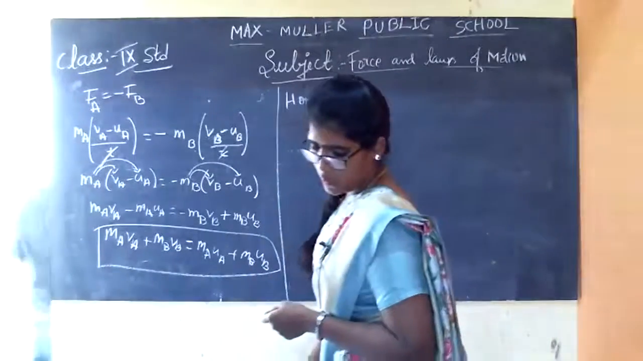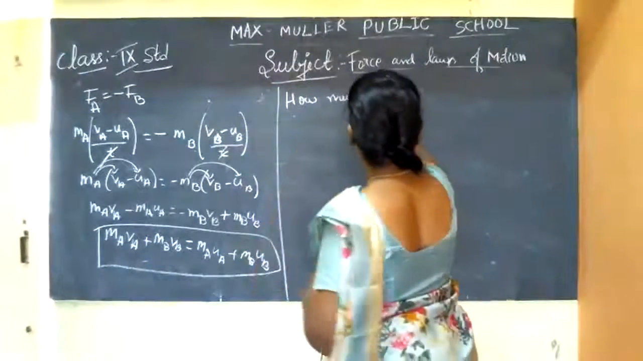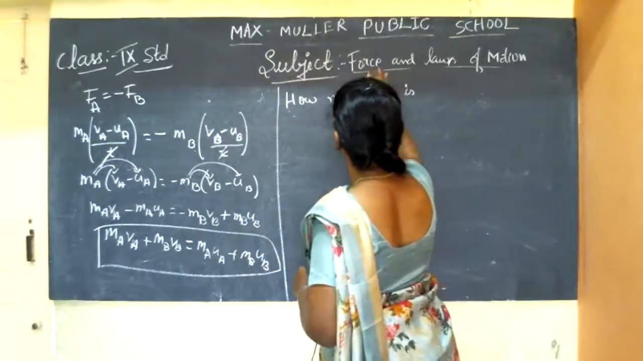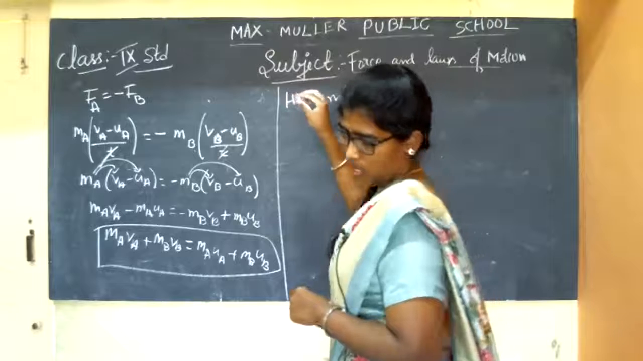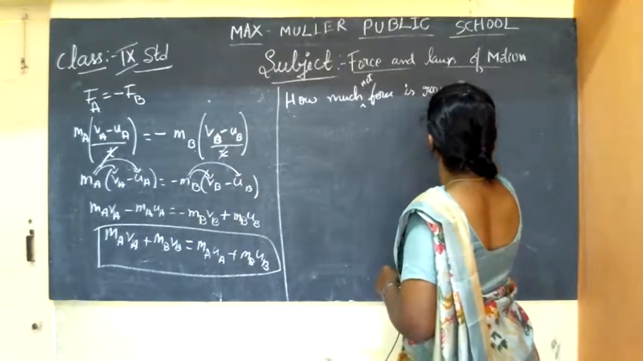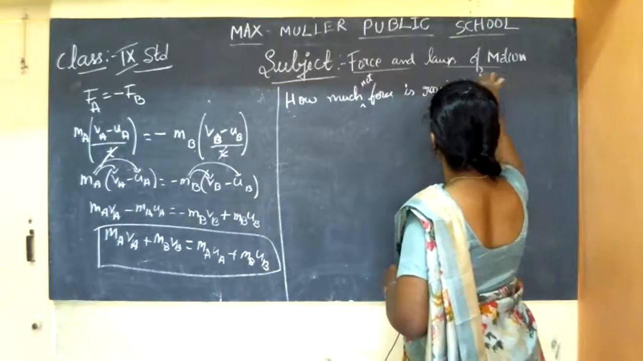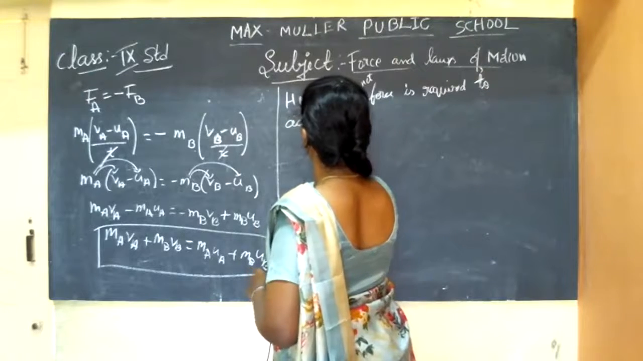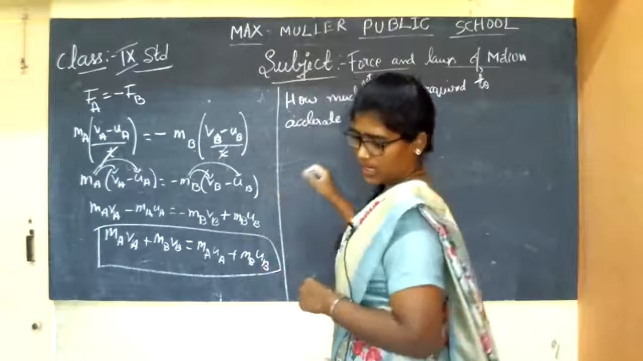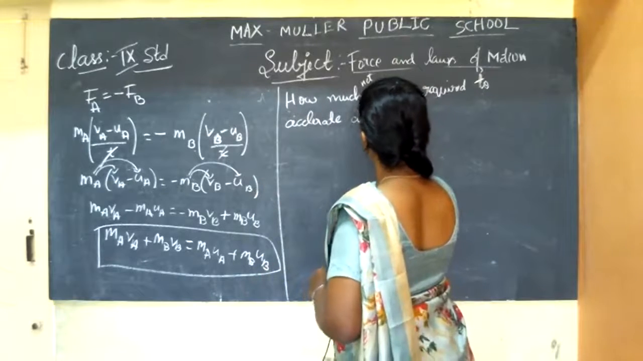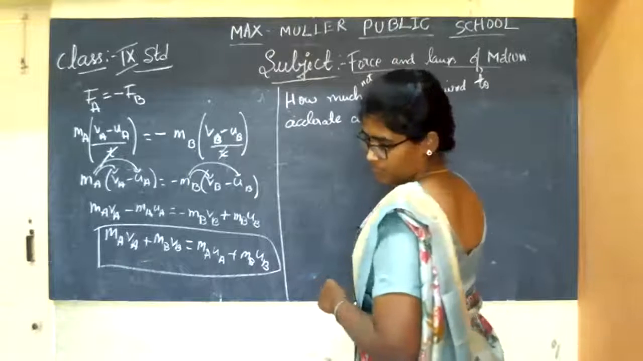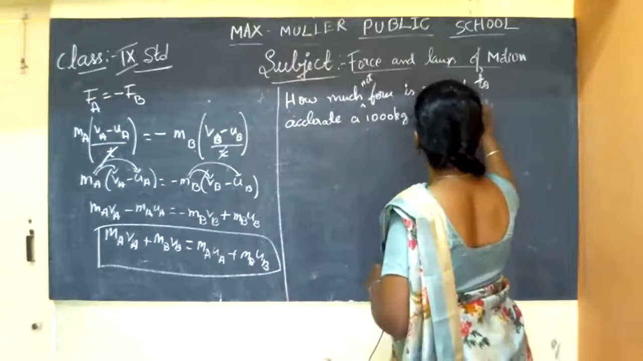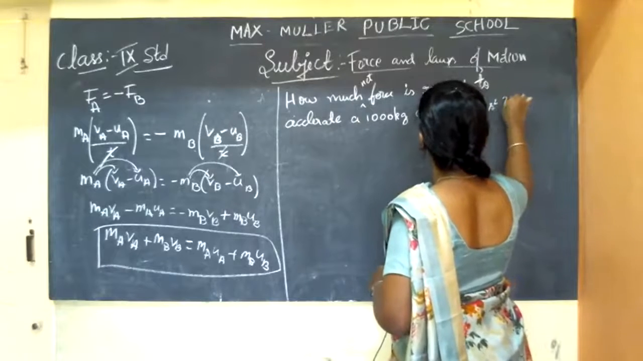How much net force is required to accelerate a 1000 kg car at 4 meter per second square?